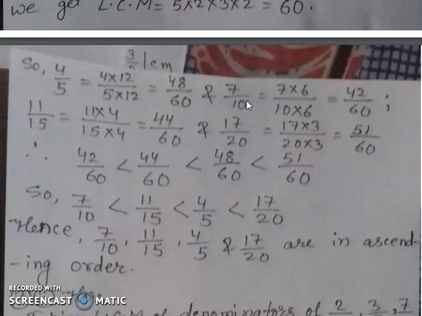In the same way, 7 by 10. When we divide 60 by 10, we get 6. So up and down I had multiplied with 6. 7 into 6 by 10 into 6 becomes 42 by 60. In the same way, when you divide 60 by 15, you get 4. So up and down I had multiplied with 4. 11 into 4 is 44 and 15 into 4 is 60. And again, when we divide 60 by 20, we get 3. So up and down I had multiplied with 3. 17 into 3 by 20 into 3, that means 51 by 60.